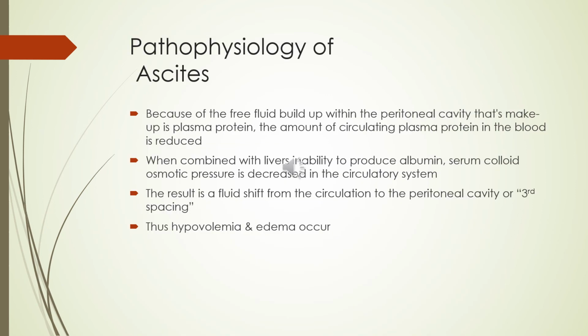Pathophysiology. Because of the free fluid buildup within the peritoneal cavity that is made up of plasma proteins, the amount of circulating plasma proteins in the blood is reduced. So when combined with the liver's inability to produce albumin, our serum colloid osmotic pressure is decreased in the circulatory system. It results in a fluid shift from the circulation to the peritoneal cavity, and that's what we call third spacing. So the end result of all of this is hypovolemia with edema.